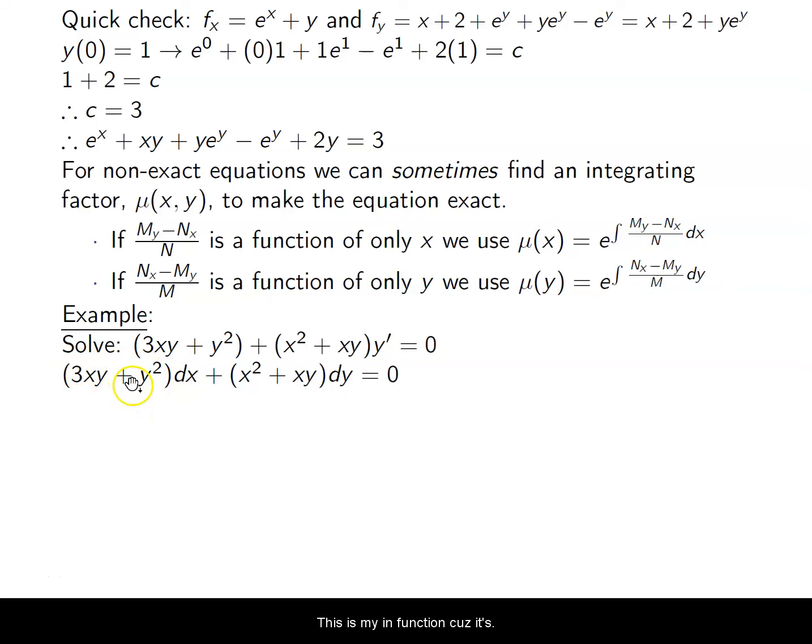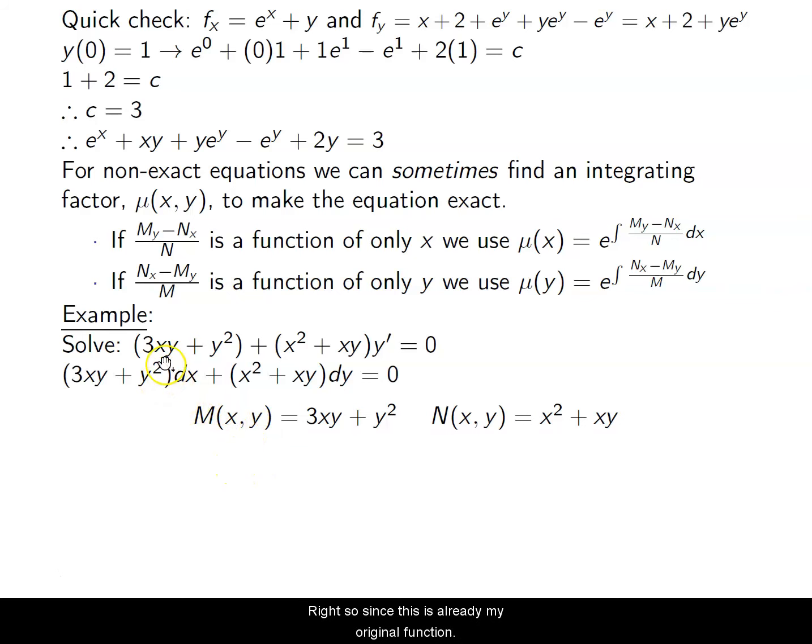Here, this is my M function because it's with the dx, and this is my N function because it's with the differential of y. So what I need to do is write those things down. This is M, and that's N. I need to take my M function and do its partial for the other variable. Since this is already my original function being differentiated with respect to x, I want to look at what it looks like when I differentiate with respect to y. I'm going to do the same thing here. I'm going to write the mixed partial.